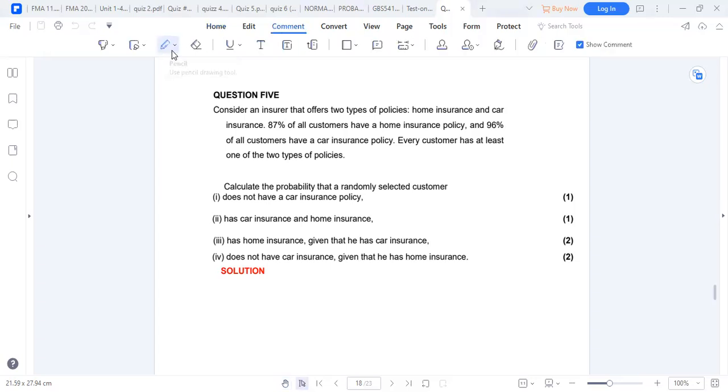So what is this 87%? It's the probability of home insurance, 0.87. And what is this? The probability of car insurance, 0.96. Then every customer has at least one, so H union C, when you add them, is equal to one.